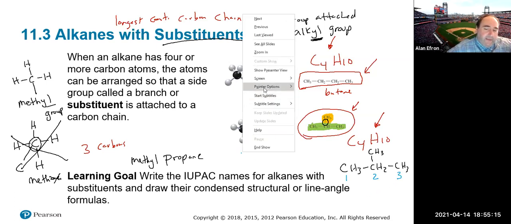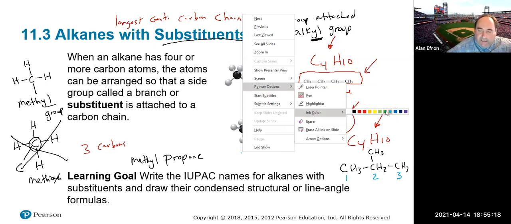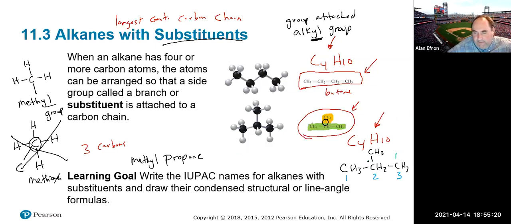We could also number that main chain going in the opposite direction. This would be carbon 1. This would be carbon 2. This would be carbon 3. In this particular case, it does not matter which way I go. This group is attached to carbon number 2, no matter which way you go. This is why this would be known as 2-methyl propane. The 2 indicates that the methyl group is on carbon number 2. The propane indicates that the longest continuous chain has 3 carbons attached.